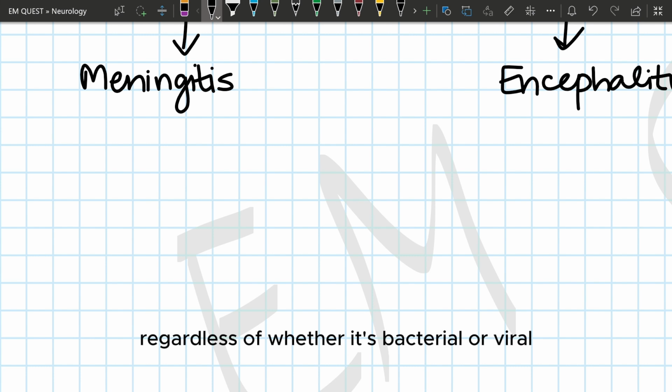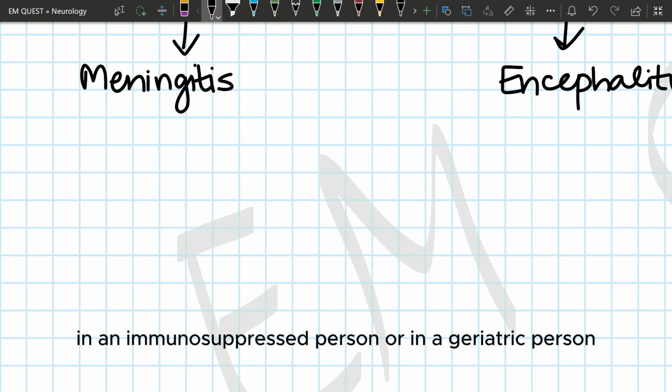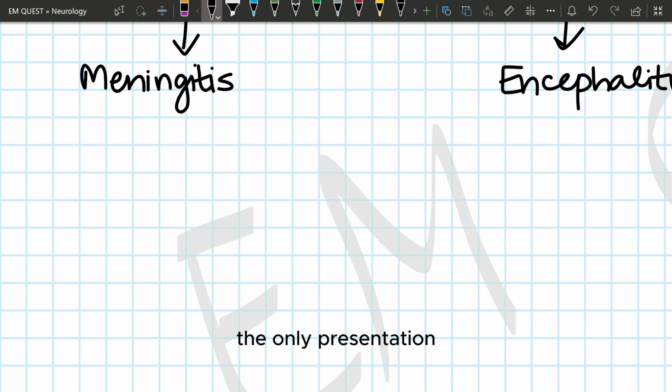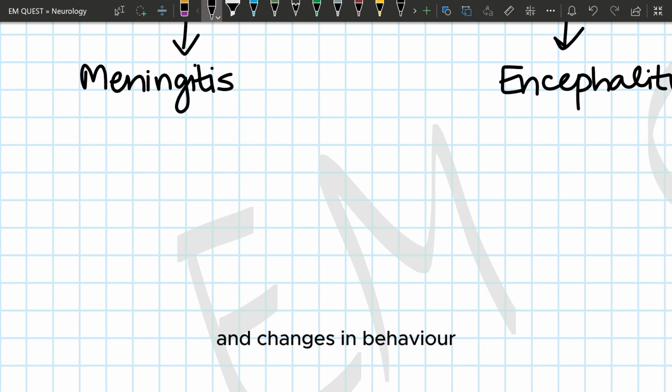Meningitis, regardless of whether it's bacterial or viral, comes with fever, headache, photophobia, and nuchal rigidity, but normally in an immunosuppressed person or in a geriatric person, the only presenting finding can be an altered mental status, and in neonates, it can be decreased tone or weakness and changes in behavior.